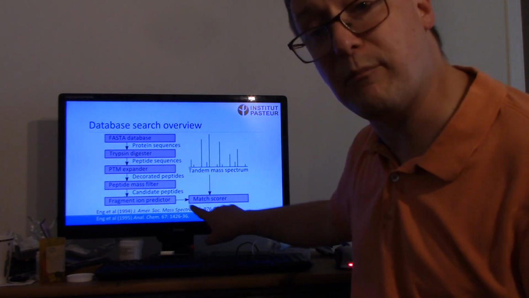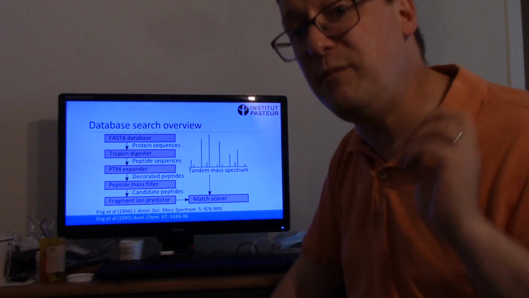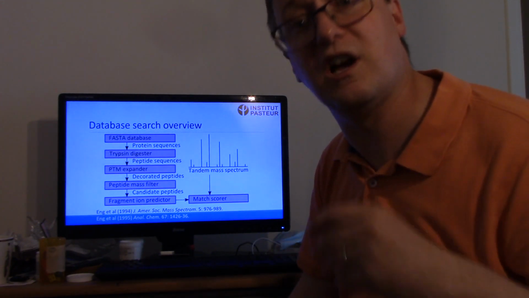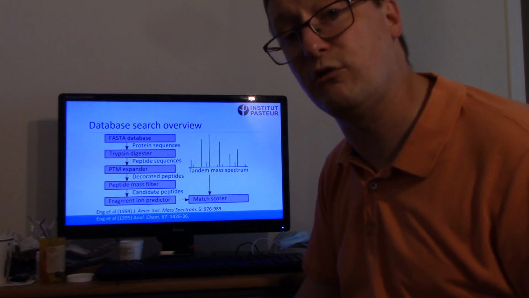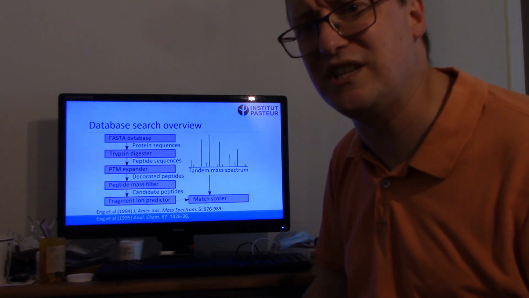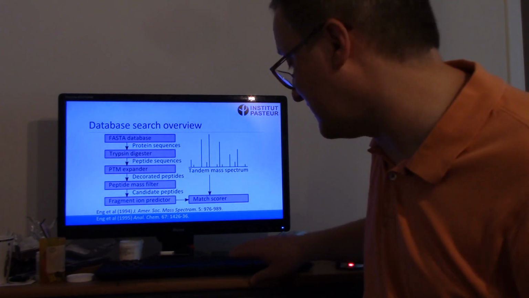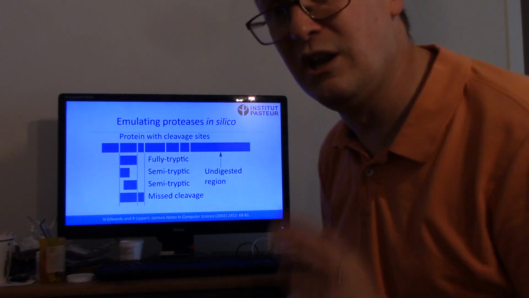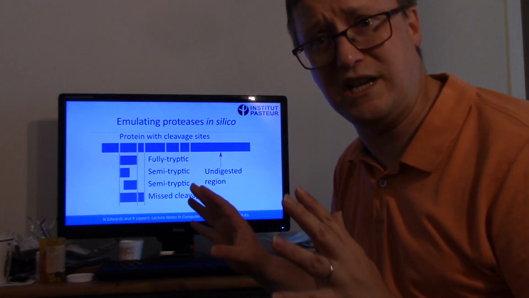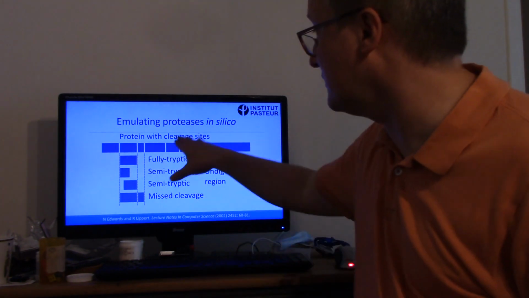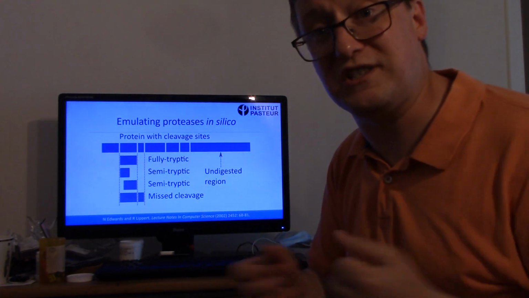This last step, the match scorer, is the primary source of difference among different database search algorithms. We'll talk about just a couple of examples to explain why that's the case. But first, we would like to go into a little more detail on each of those steps. So let's start with the trypsin digestion step.